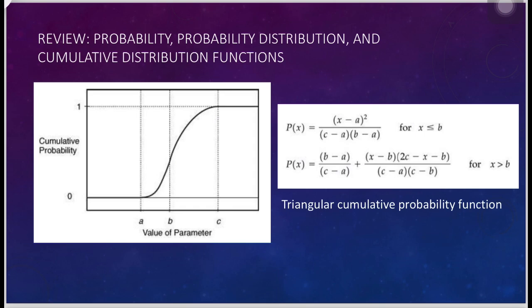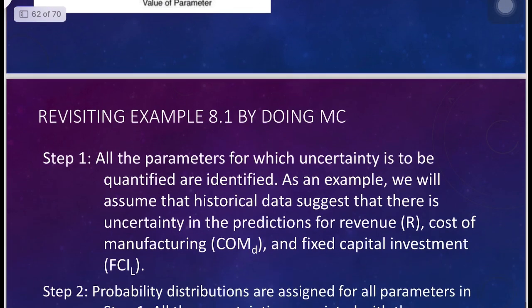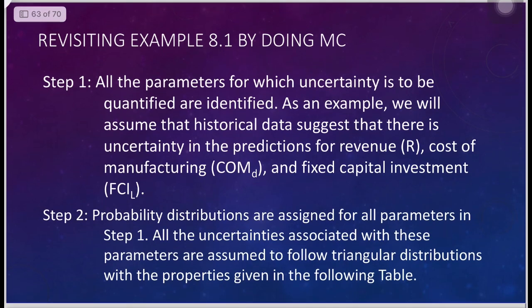Okay, so here we are. I think we're going to use the, what will be shown is the triangular cumulative probability. Okay, so let's revisit the example 8.1.